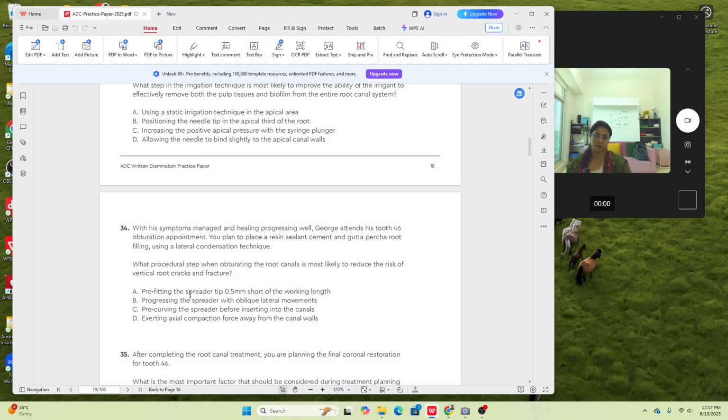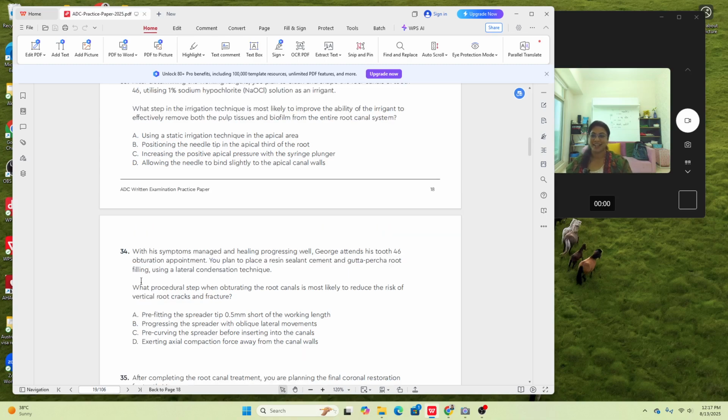The rest of the options are not correct. That is how you do it. If you try to compact the gutta-percha against the wall, like you're putting the pressure in the direction of the wall, then definitely you're going to fracture the root. And you don't want to do that.